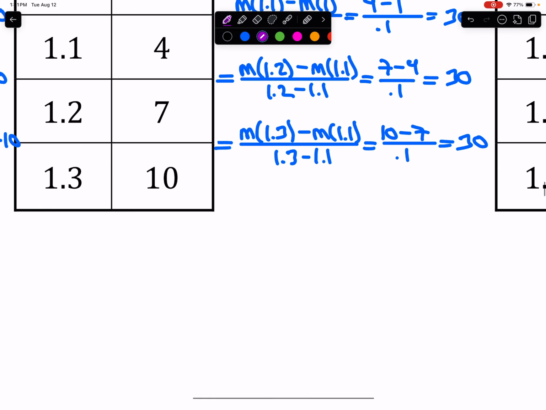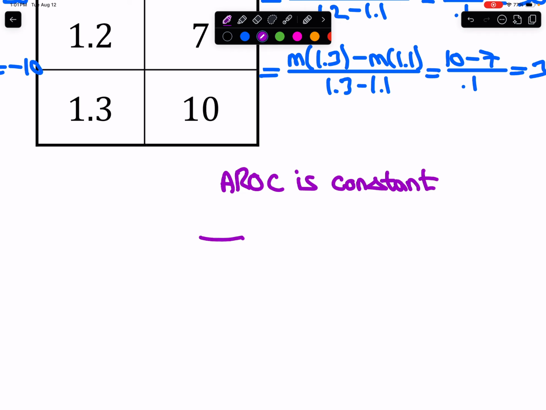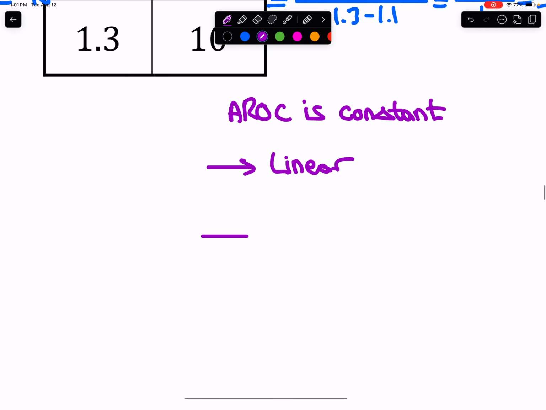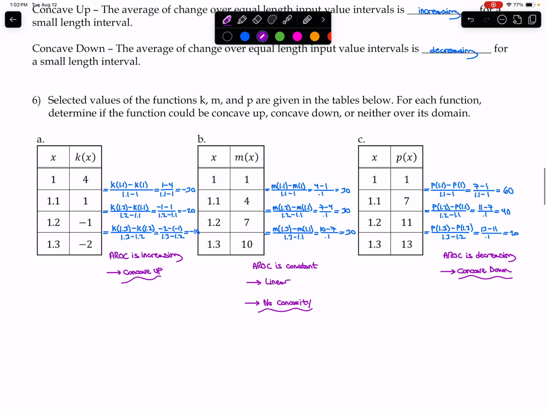So because we have the exact same average rate of change, that tells you the average rate of change is constant, which means your graph is going to be linear. But we're asking for concavity, and because it's linear, there is no concavity. So that's how you would answer this one, when there is no concavity.